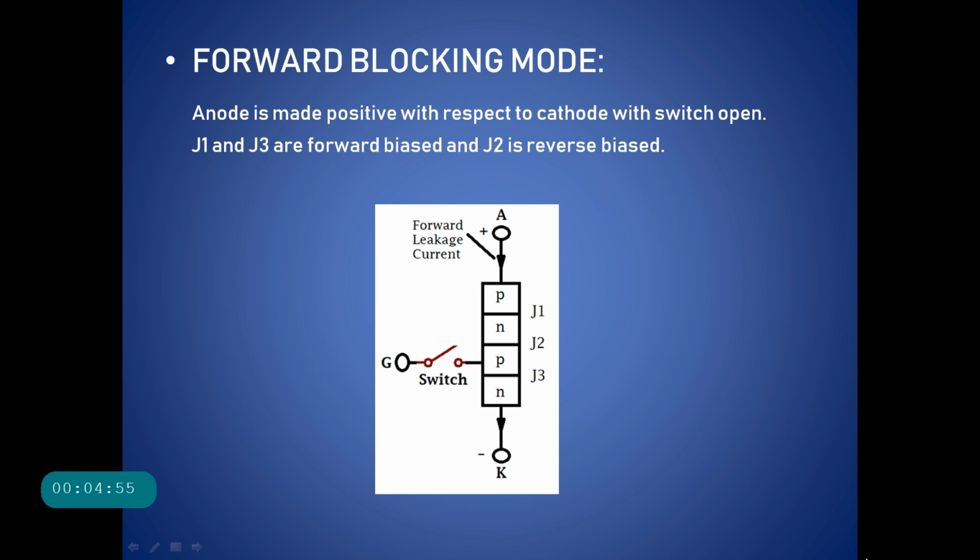After this comes the forward blocking mode. In this mode, the anode is made positive with respect to the cathode. Junctions J1 and J3 are forward biased and J2 is reverse biased. Hence, a small leakage current flows through the thyristor until the voltage applied across it is more than the breakover voltage. The thyristor offers a very high resistance to the current. Therefore, the thyristor acts as an open switch in this mode by blocking the forward current flowing through it.